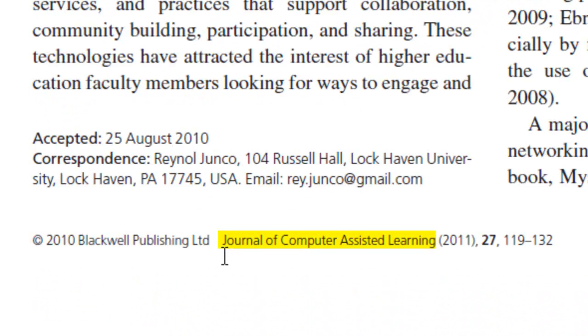Really what we need are the journal title, which is Journal of Computer Assisted Learning, the date of publication, which is 2011, the volume number, which is volume 27, and the pages that this article appeared on in that issue, which is 119 through 132. Now the piece of information it doesn't give us is an issue number. Sometimes journal articles don't give that to you, so we don't have it to give in our citation.